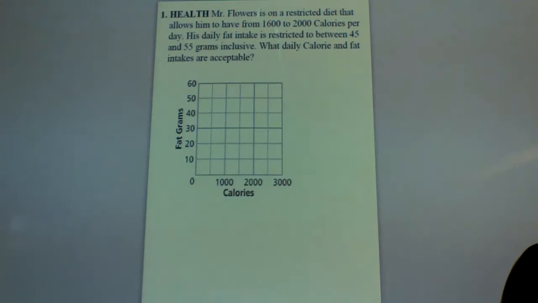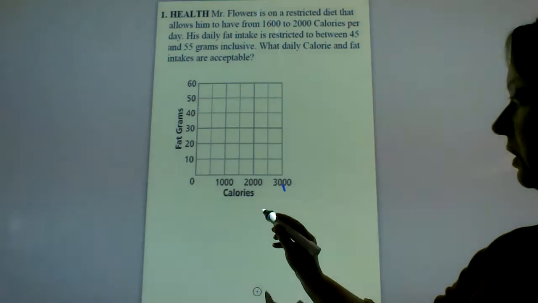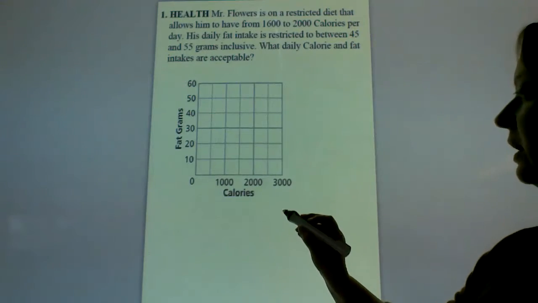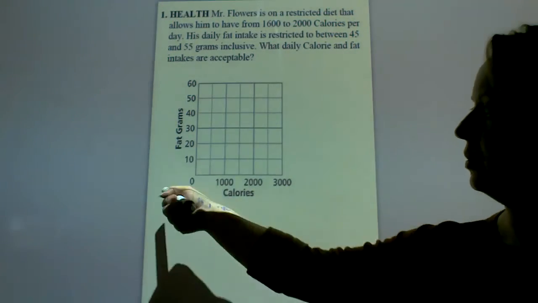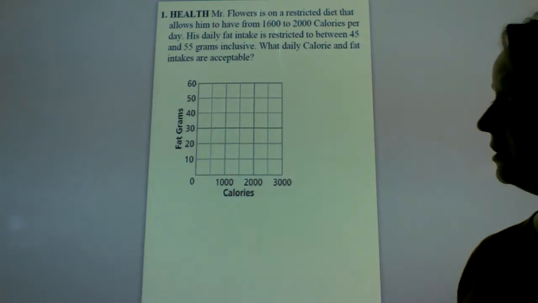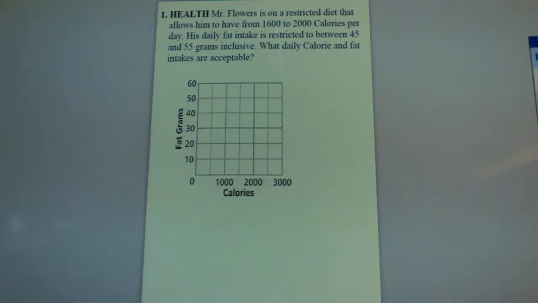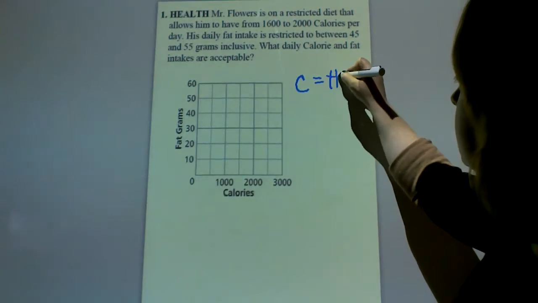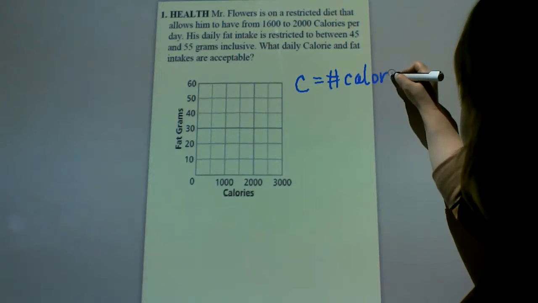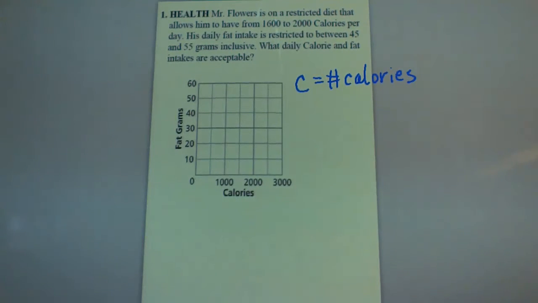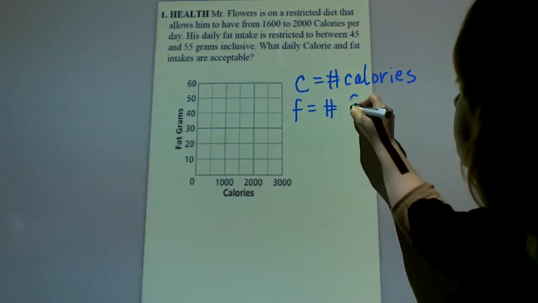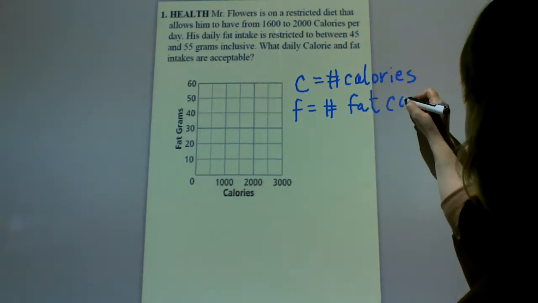So the first thing we're going to want to do here is define our variables, okay? We know that the x-axis is calories and the y-axis is fat grams because they gave that to us. So we're going to have C equal the number of calories and F equal the number of fat grams.